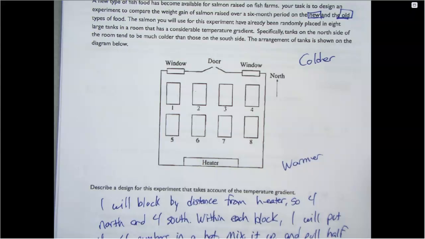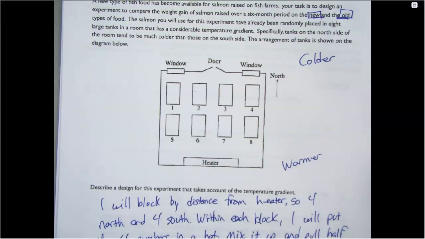So for A, I said 1 through 4, and then I said 5 through 8. Are these all the same as each other, as far as distance from the window, or distance from the heater? Are these all the same as each other? Yes. So this is a very valid one. This is the one I did.